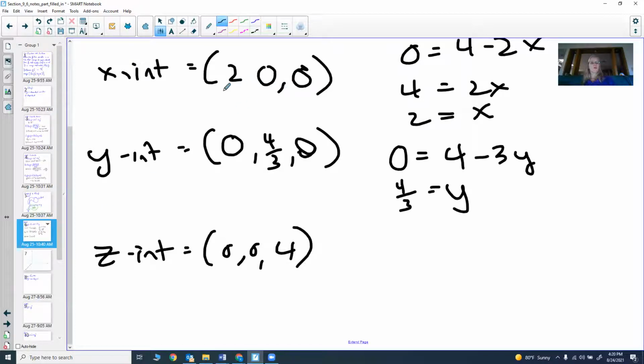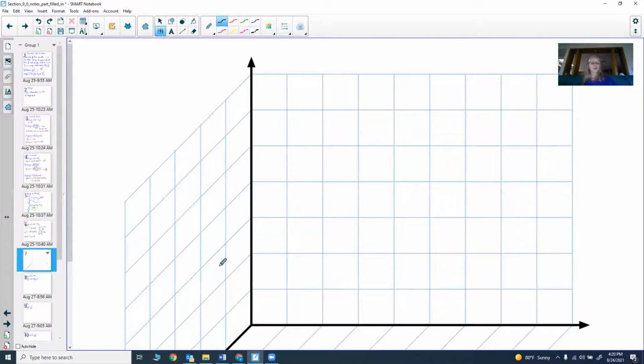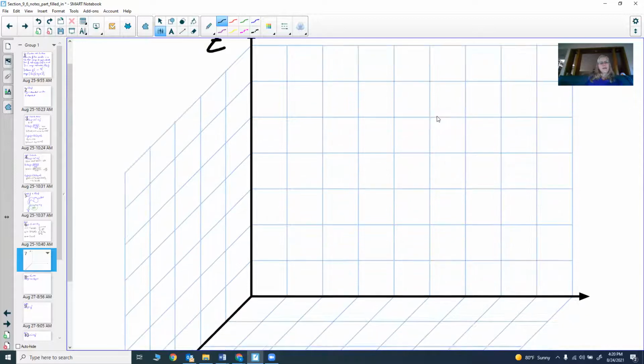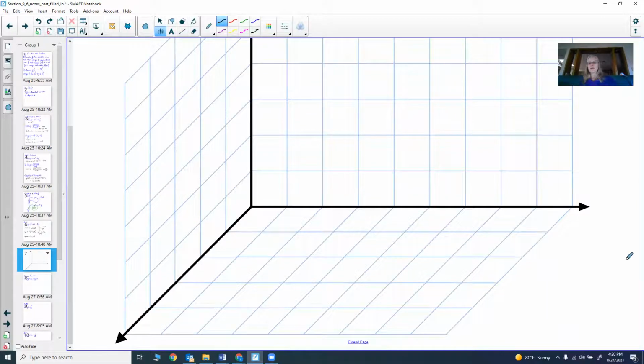So let's start off with the x-intercept, which is 2, 0, 0. The y-intercept is 0, 4/3, 0, and then 0, 0, 4. So here's actually a nice coordinate plane. Remember, the z-axis is the one that goes up. The x-axis is our normal one that we like to think of it going to the right.